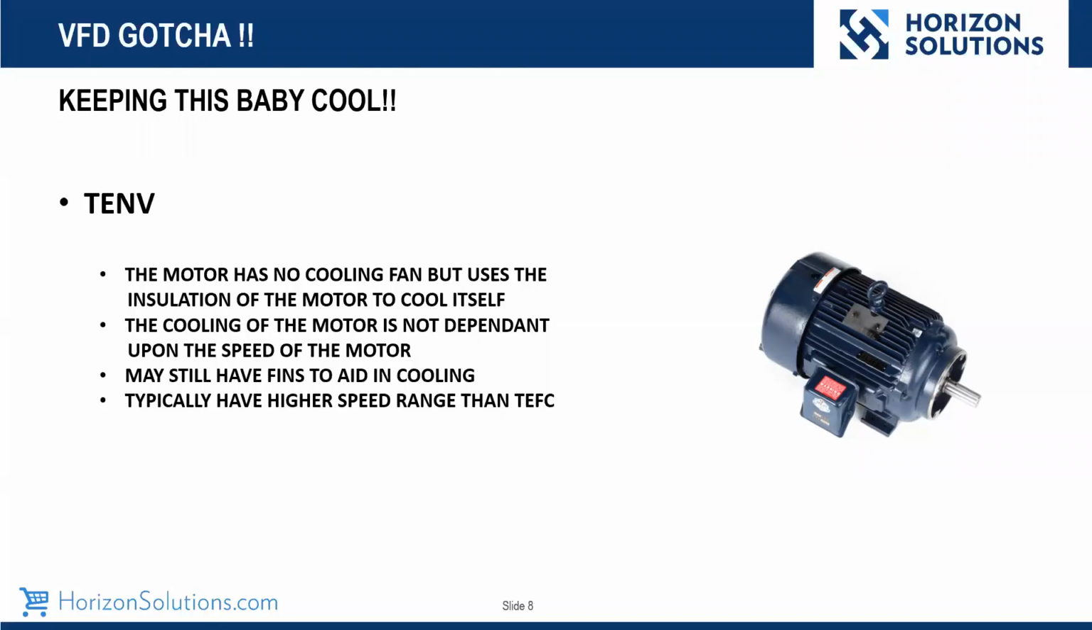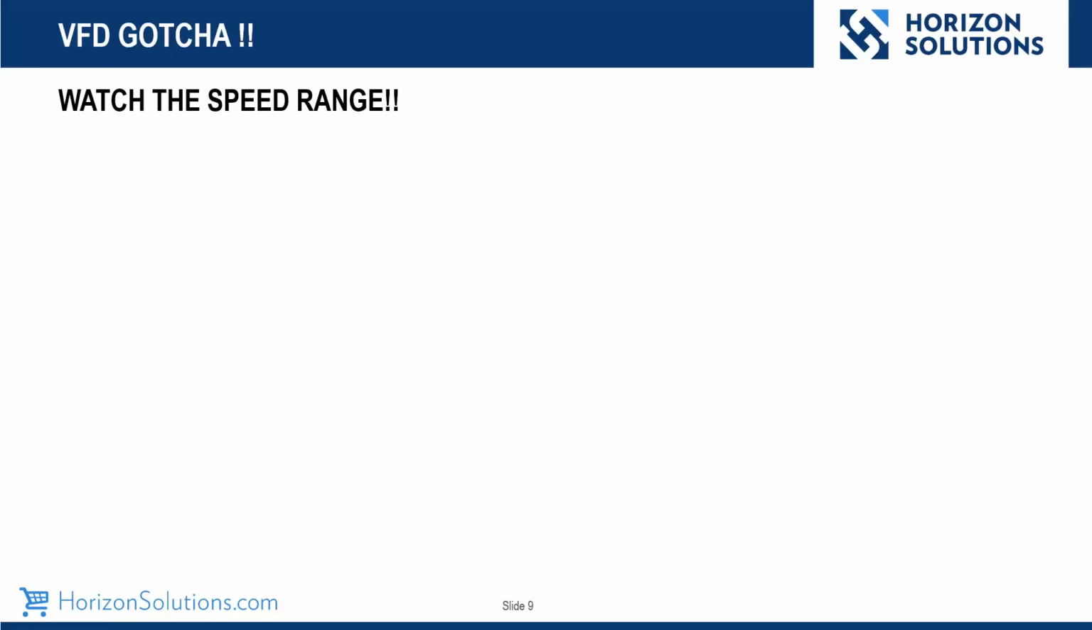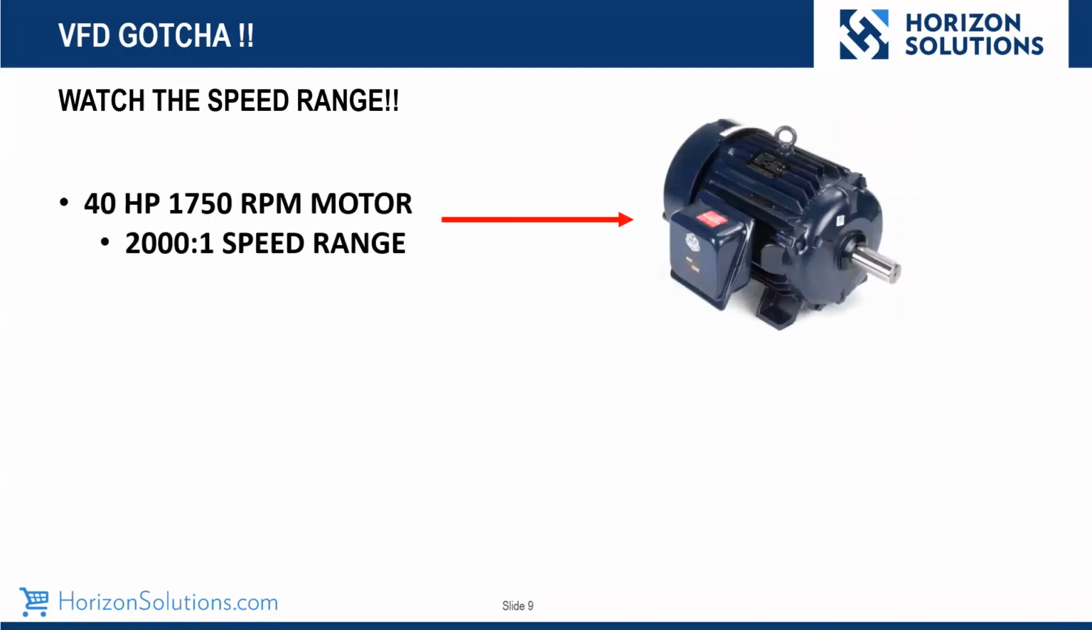I also suspect it cuts down on the number of castings the motor company has to buy for a particular frame size. And they typically have a higher speed range than TEFC, but that's not necessarily the case. So you've got to look at it, which now brings us to VFD gotcha number 2. Watch the speed range. What we're looking at here is another Marathon Blue Max motor, 40 horsepower, 1750 RPM, and it's a 2,000 to 1 speed range.